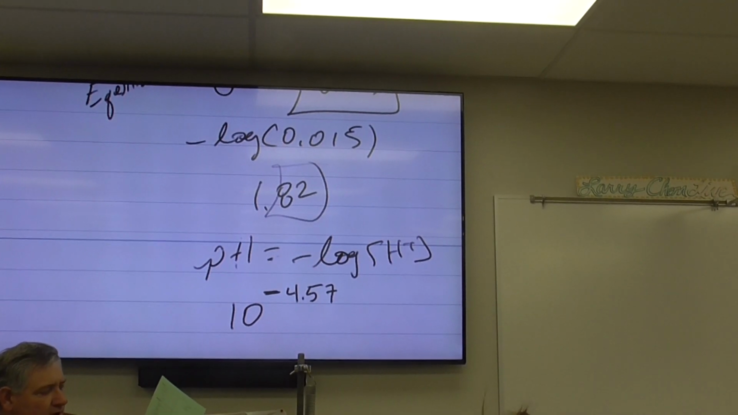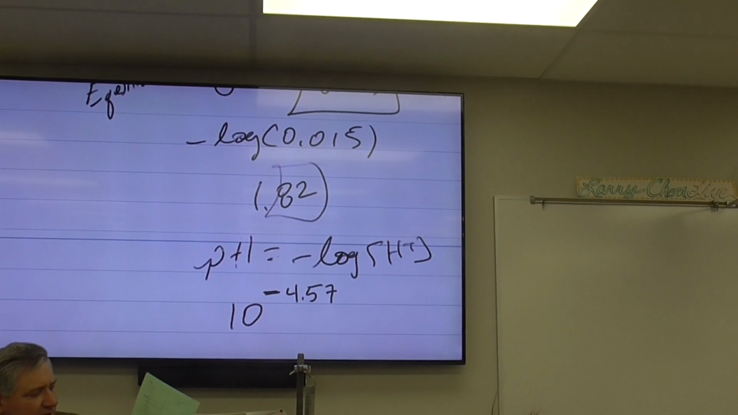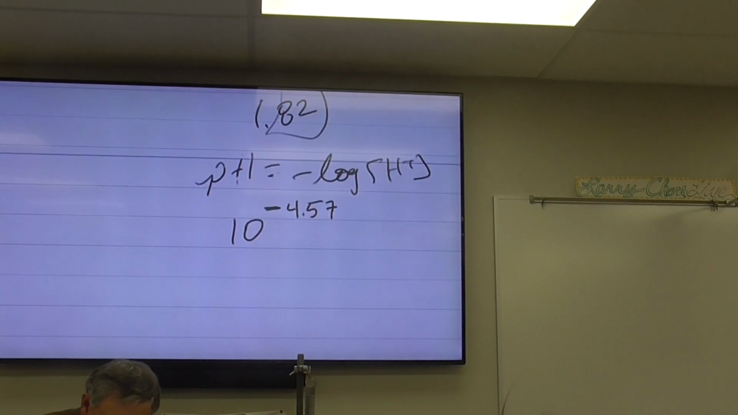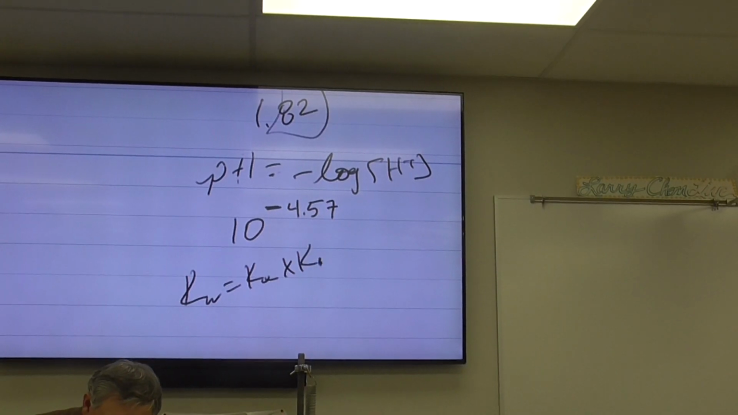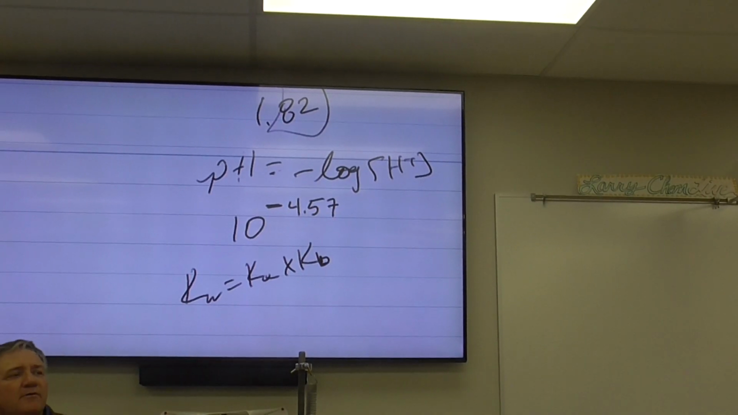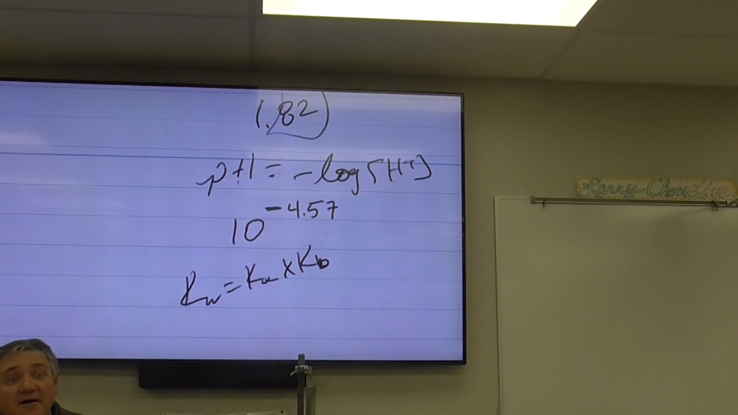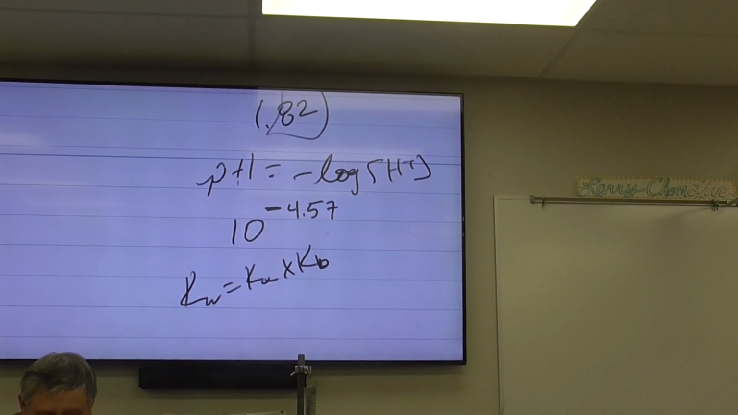Now, notice down here you've got a couple of things that are important. First off, you've got Kw equals Ka times Kb. Yes, I remember that. We'll explain what this means.